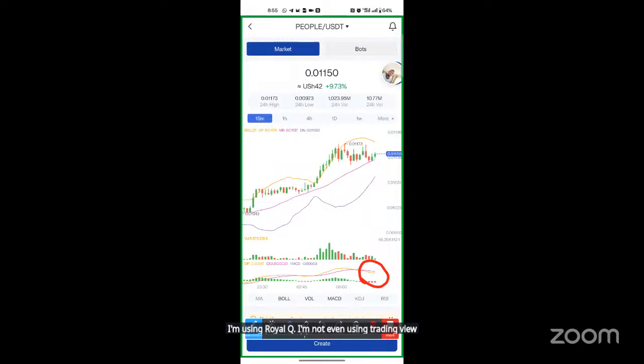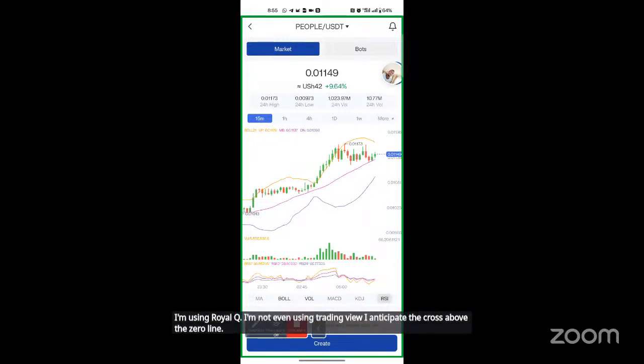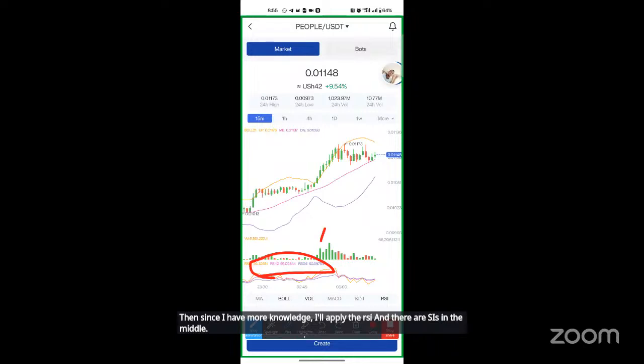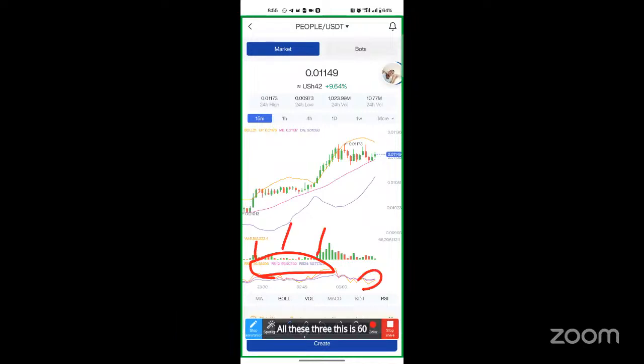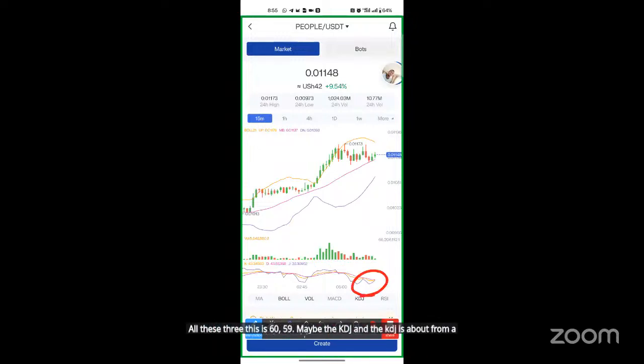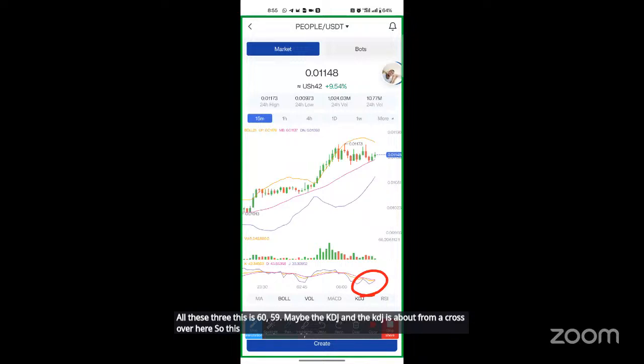I anticipate the cross above the 0 line. Then, since I have more knowledge, I'll apply the RSI, and the RSI is in the middle. All these 3, this is 60, 59. So maybe the KDJ, and the KDJ is about to form a crossover here. So this raises my confidence because the candle is forming above this line.